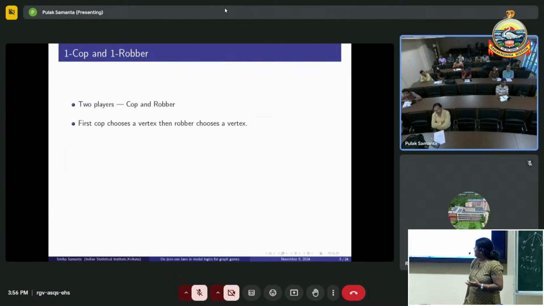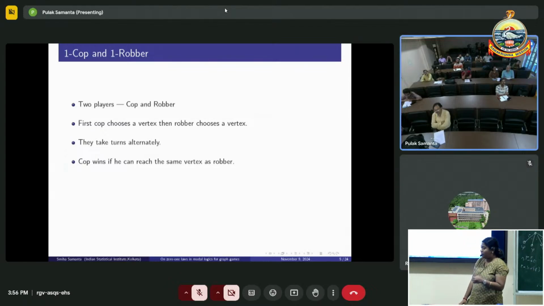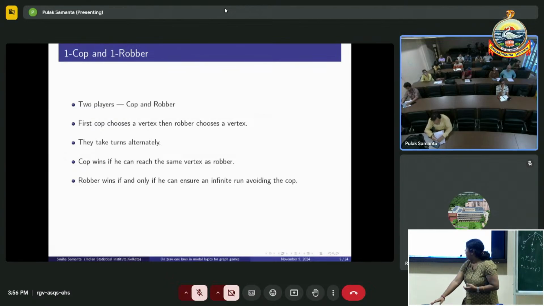In this game, first the cop chooses a vertex, then the robber chooses a vertex accordingly to start, and then they take turns alternately and move through the available edges from their current vertices to one of the adjacent vertices. Cop wins if he can catch the robber, which means if he can reach the same vertex as the robber, and robber wins if he can ensure that, in an infinite run, he can avoid the cop.